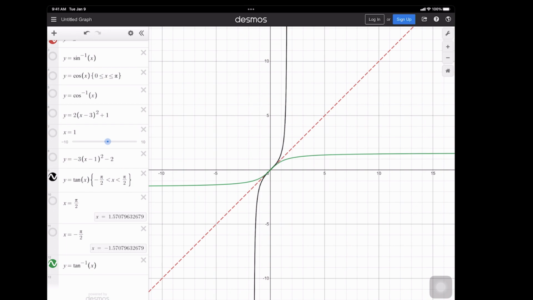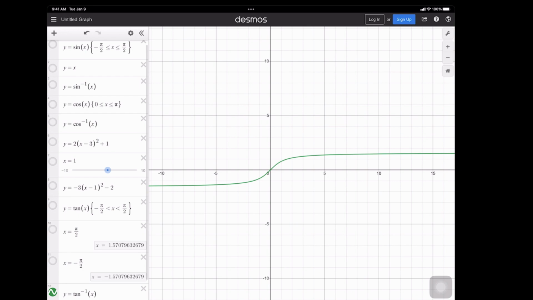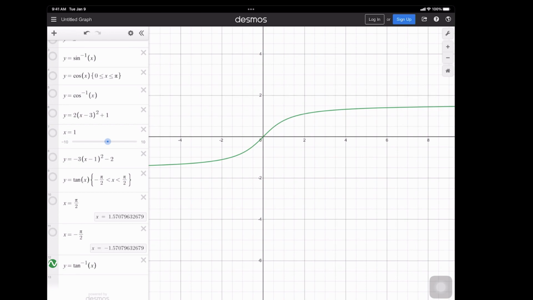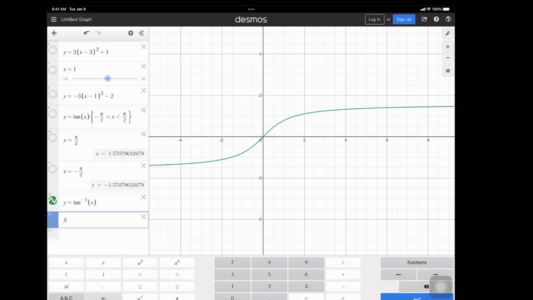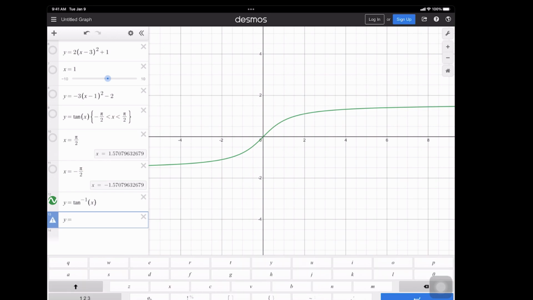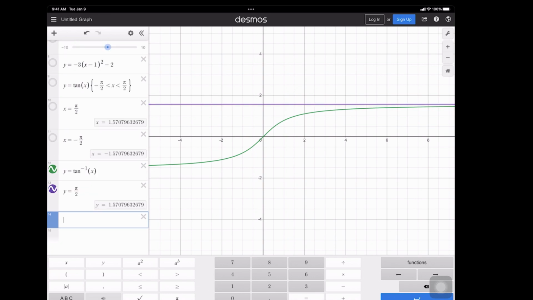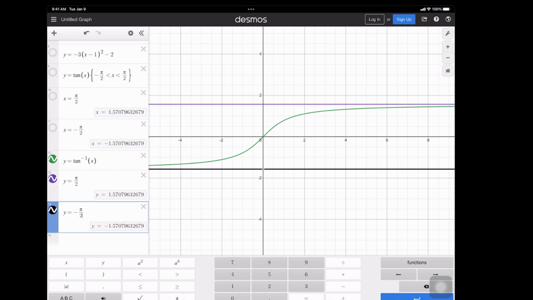Okay, now I'm going to get rid of my line here. I'm going to get rid of tangent. I'm going to get rid of this line, and then I'm going to emphasize another few things about this. So if you guys take a closer look, okay? This is your inverse tangent curve. However, now we have y equals pi divided by 2, and you have y equals minus what? Pi divided by 2. Okay?